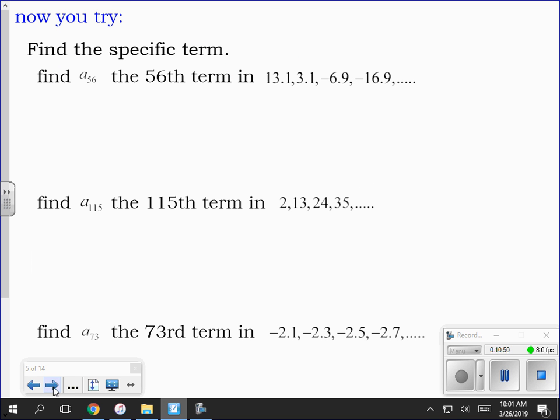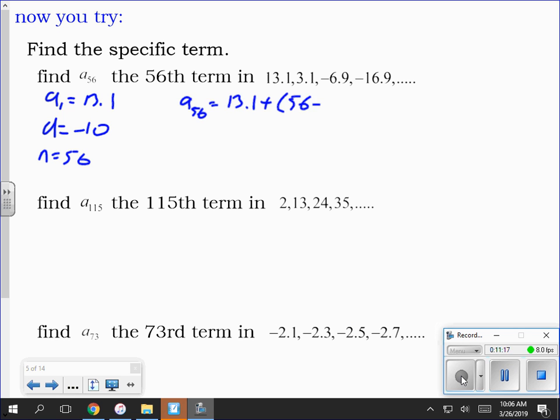Your turn, do these. Okay, so I want to find the 56th term. First term is 13.1. D is negative 10. I go down 10 each time. And then n is 56. So A sub 56 is 13.1 plus 56 minus 1 times negative 10.